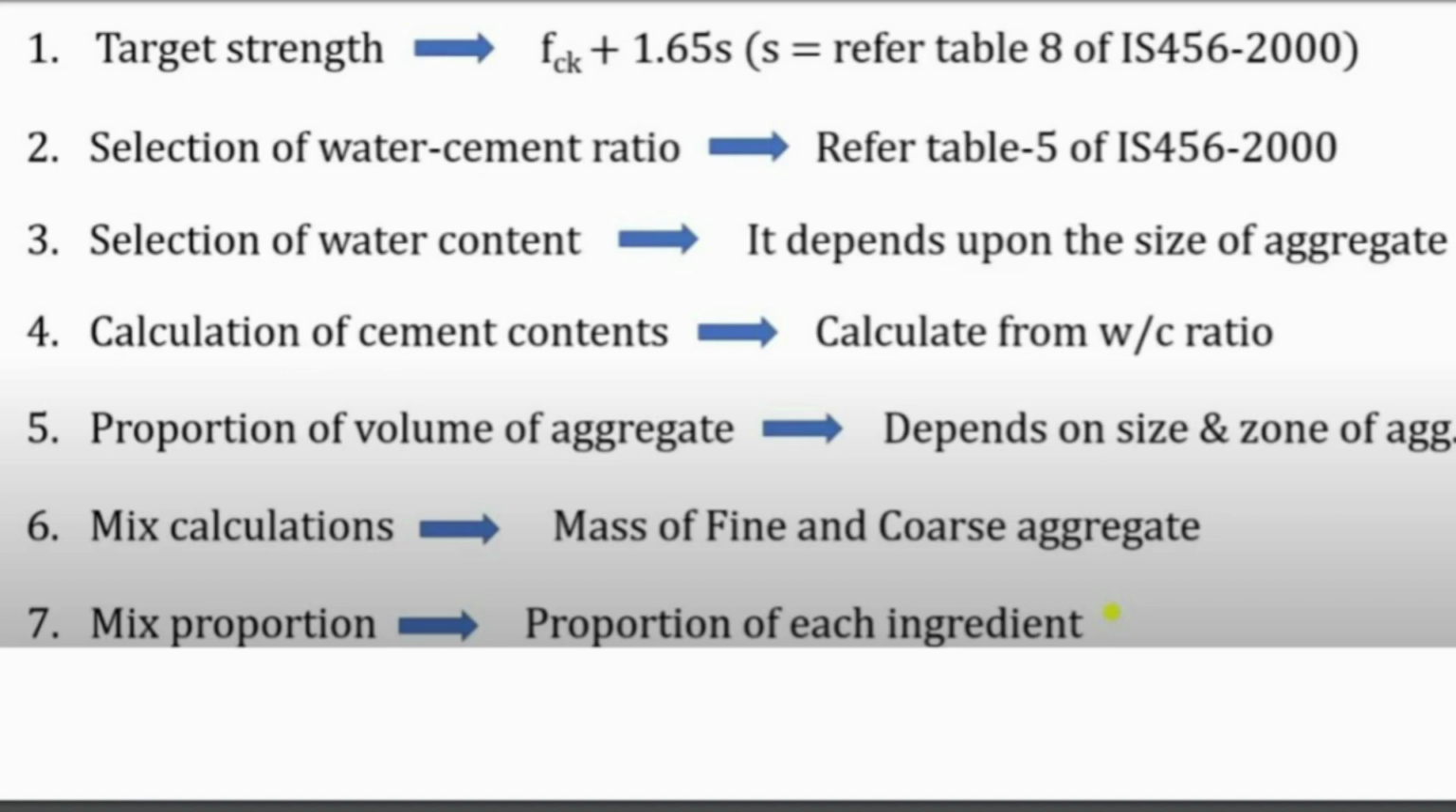Mass equals volume into density. And after calculating the mass of cement, sand, and aggregate, we make the proportion by taking cement as 1, and the remaining as 1 is to 1 point something is to something. In this way, we calculate the mix proportion of cement, sand, and aggregate and suitable water cement ratio according to the IS code, which will be explained in the next tutorial, our example tutorial of the IS mix design.